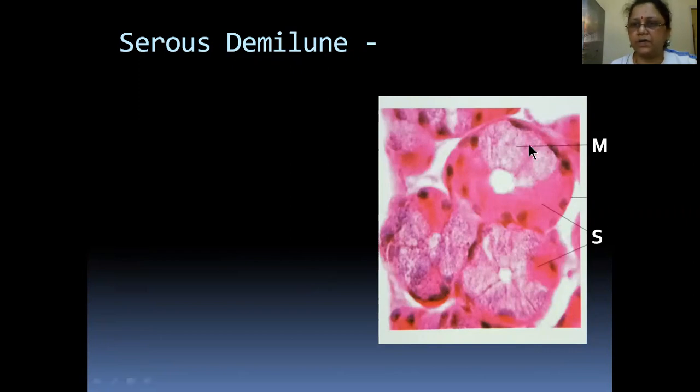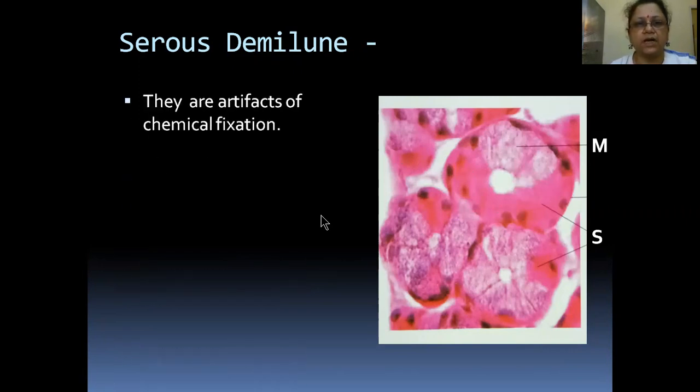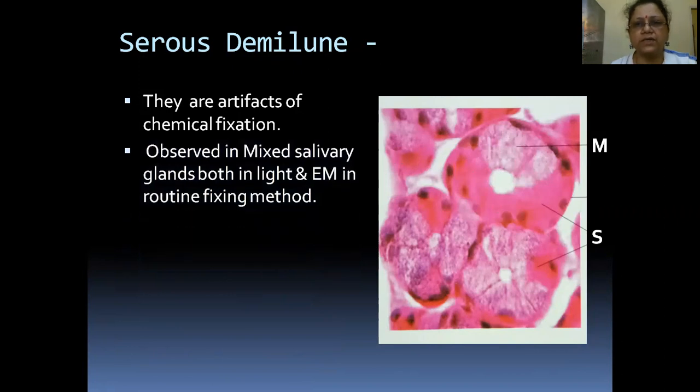Actually, what happens? See here now. These are the mucous acini. These are the serous acini. It is not looking like a demilune now. How is it done? I'm telling you. These are artifacts of chemical fixation. Now, the serous demilune are observed in mixed salivary glands, both in light and electron microscope, in the routine fixing method. That means what we do in our college, the regular type.